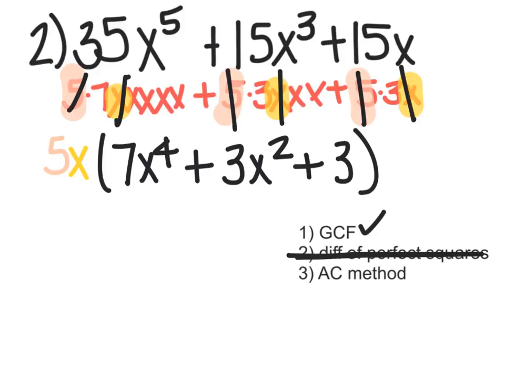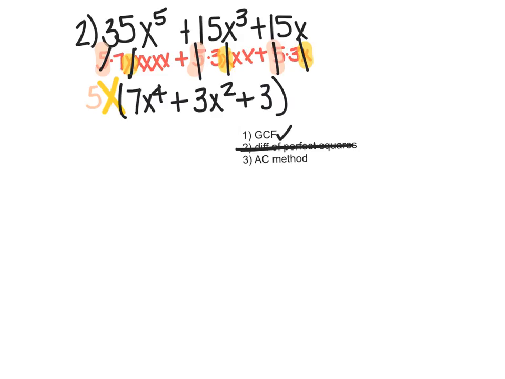So the next thing I've got to figure out is I have to continue to make sure whether this problem can or cannot be factored using the AC method. What the AC method says is I need to multiply A and C. So I need to multiply 7 and 3. Well, 7 times 3 is 21.